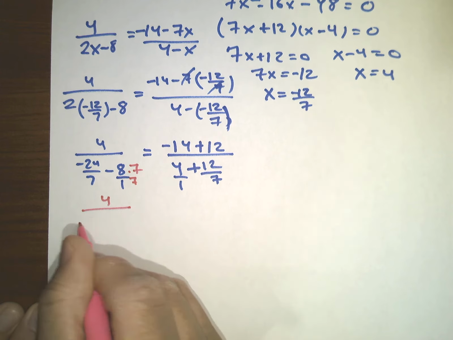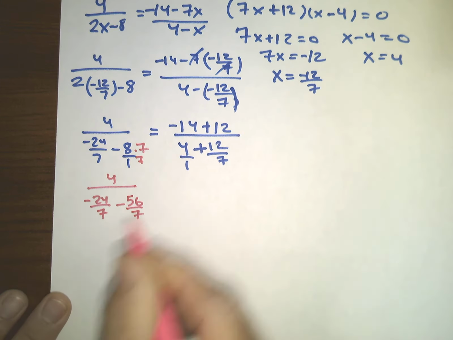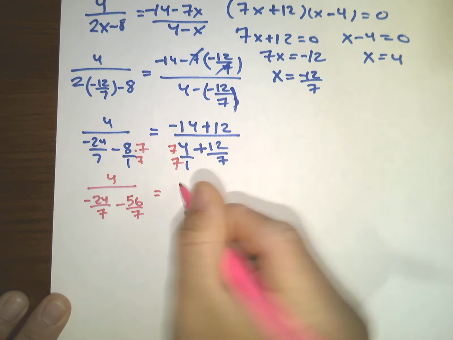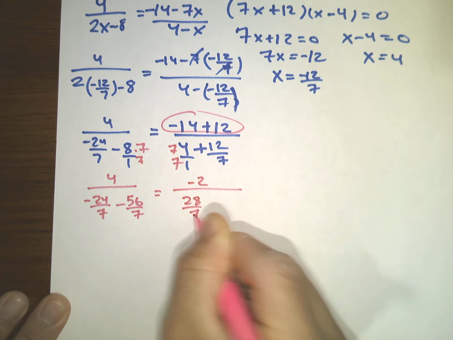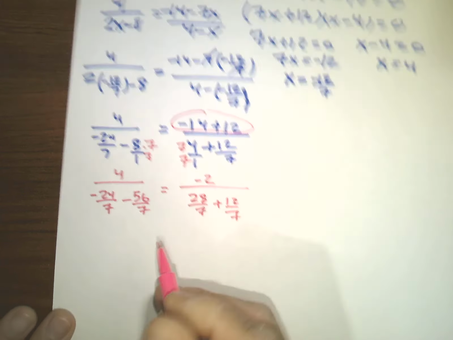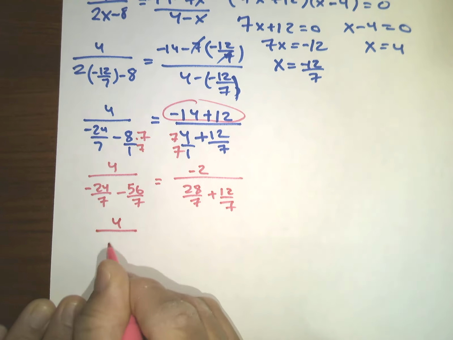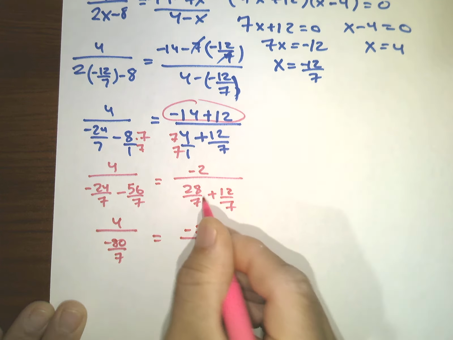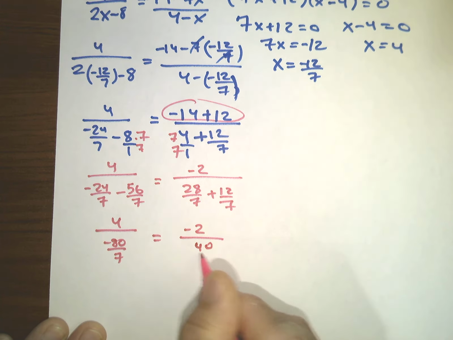So that will be 4 over negative 24 over 7 minus 56 over 7. And then here I have a common denominator of 7, so 7 over 7. So I have negative 14 plus 12 is negative 2 over 28 over 7 plus 12 over 7. And then negative 24 over 7 minus 56 over 7 is negative 80 over 7. So 4 over negative 80 over 7. And then 28 over 7 plus 12 over 7 is 40 over 7.